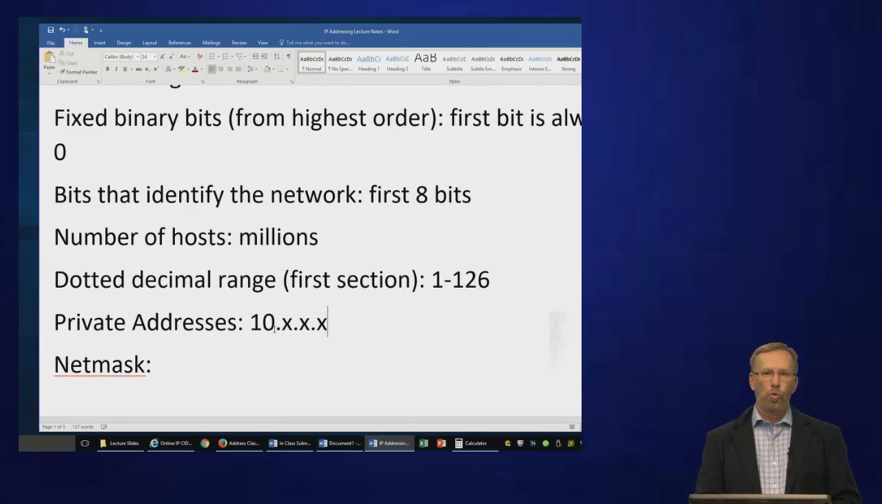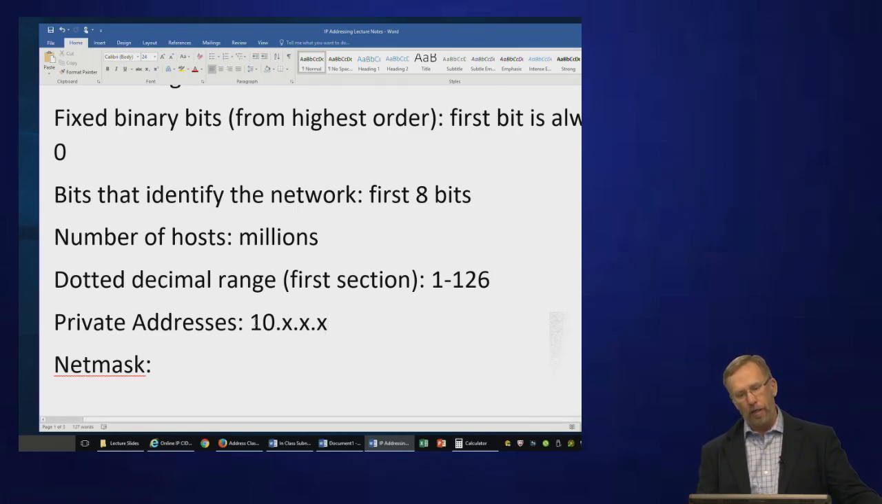Routers on the internet will drop any incoming traffic on the 10 range, so you can only use it within your organization. And that's what we mean by private addressing. This is reserved for private addressing.